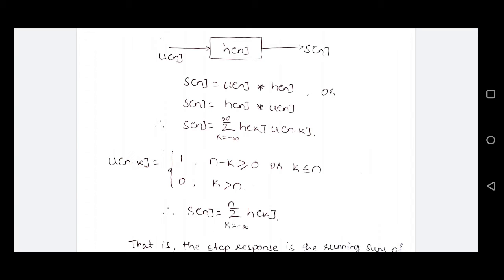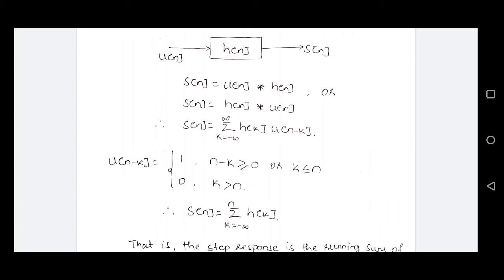According to the standard definition of the unit step function, it is 1 for an independent variable greater than or equal to 0, and in this case the argument is n minus k. So u of n minus k will be equal to 1 for n minus k greater than or equal to 0. If you move the minus k to the other side, the condition becomes k less than or equal to n, and it will be 0 for k greater than n. So u of n minus k will be 1 for k less than or equal to n, and 0 for k greater than n.